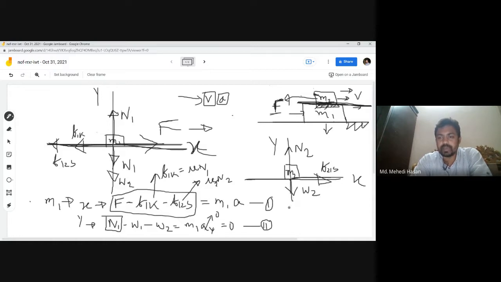সো নাও ইফ ইউ টেক M2, M2 থেকে যদি আমরা x এর ইকুয়েশন দেখি, it will be F12s equal to M2a, and along the y-axis will be N2 minus W2 is equal to M2 ay, and this part is 0. So finally it will be 0.